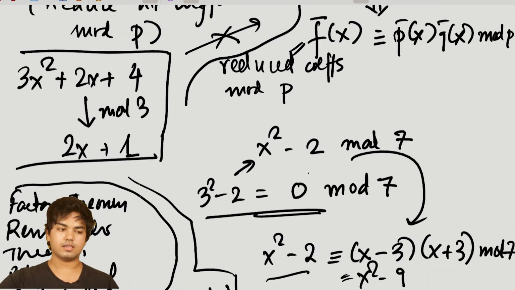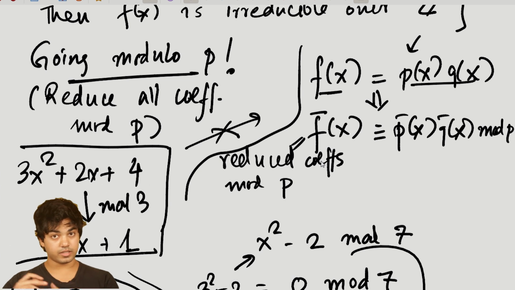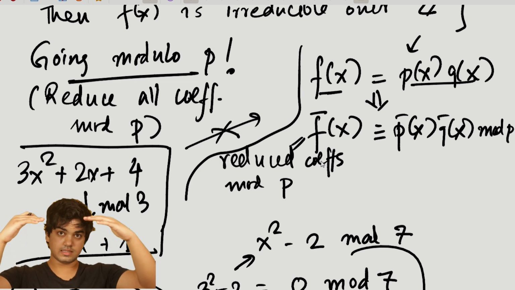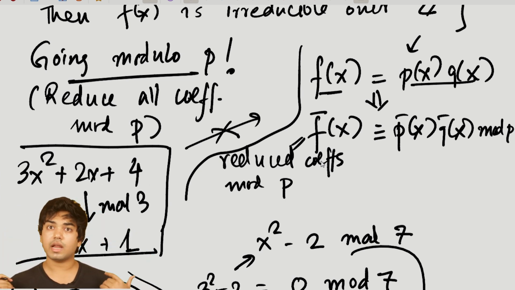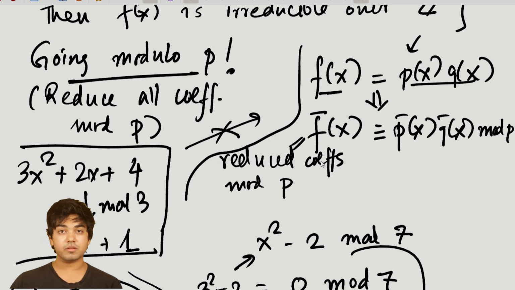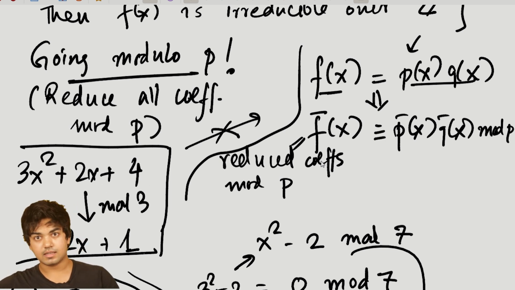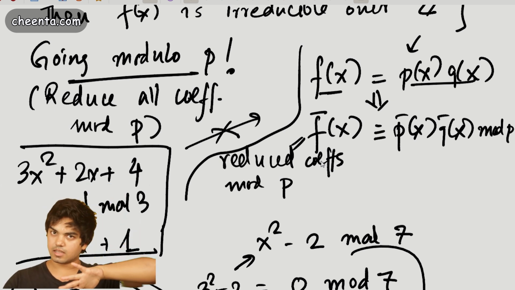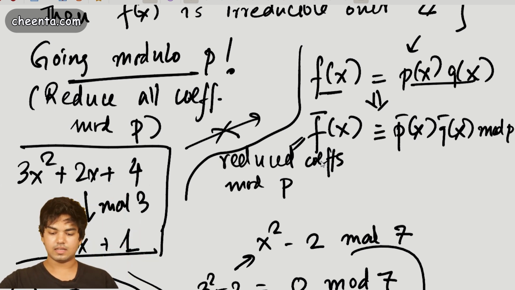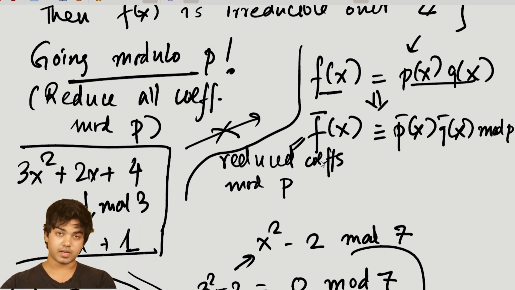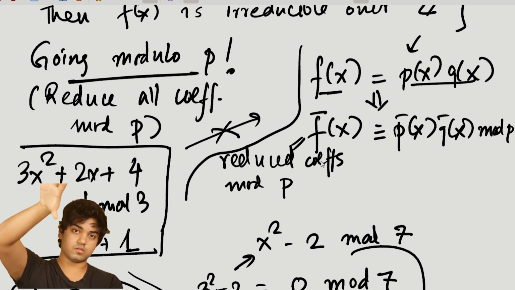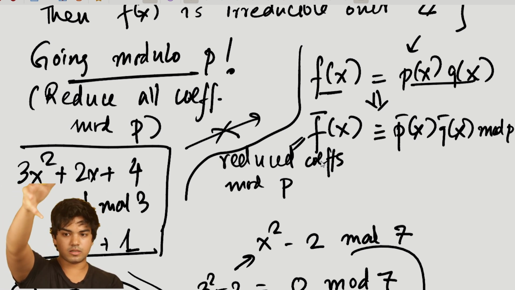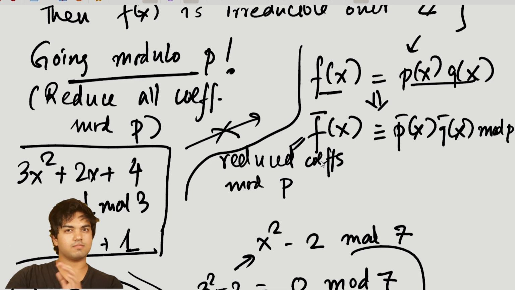But this gives you a cool trick. If something is reducible in Z, it must be reducible mod p for any p, which means that if a certain polynomial is shown to be irreducible, not reducible mod p for any p, it must mean that it was irreducible over the integers as well. This is a simple logical leap that I've made here. Irreducible modulo any prime implies irreducible at the top, which is over the integers, because if it was reducible here, it would be reducible mod p as well.